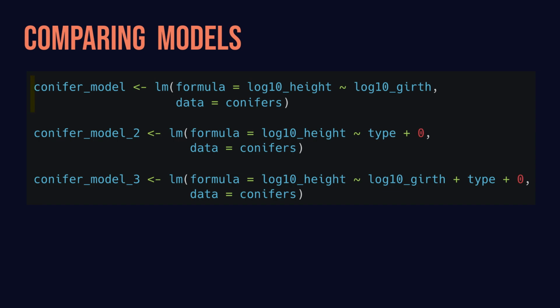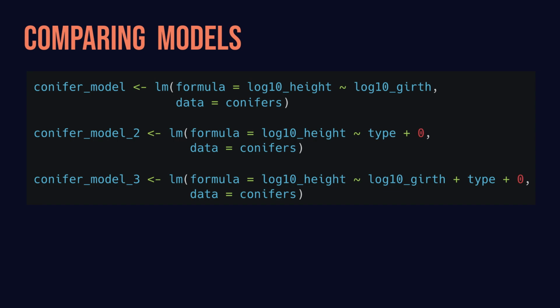The first one was a simple linear regression which looked at one response variable, height, and one explanatory variable, girth. The second one is another simple linear regression model that looked at a categorical explanatory variable. And the third one looked at 2 explanatory variables. One was categorical, the type of tree, and the other one was numeric, the tree girths. So, which model is a better one?